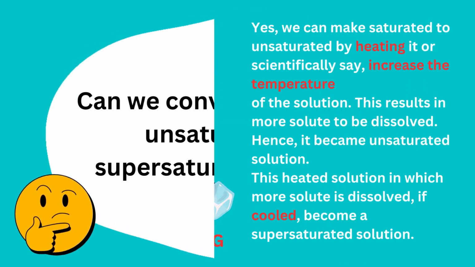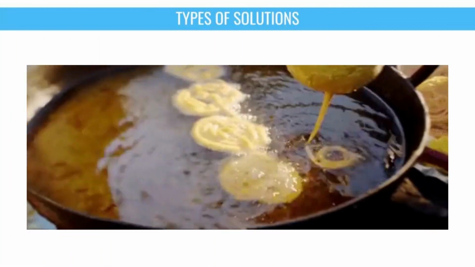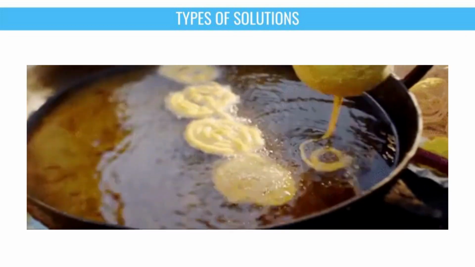The answer is yes, we can make saturated to unsaturated by heating it, or scientifically say, increase the temperature of the solution. This results in more solute to be dissolved. Hence, it became unsaturated solution. This heated solution in which more solute is dissolved, if cooled, becomes a supersaturated solution. Interesting, right? Can you suggest any real-life example? Syrup of Indian sweet dish Jalebi is an example. Next time when you eat jalebi, think of saturated solution which first converted to unsaturated and then supersaturated solution. By this time, you can find more examples from your day-to-day life activities.